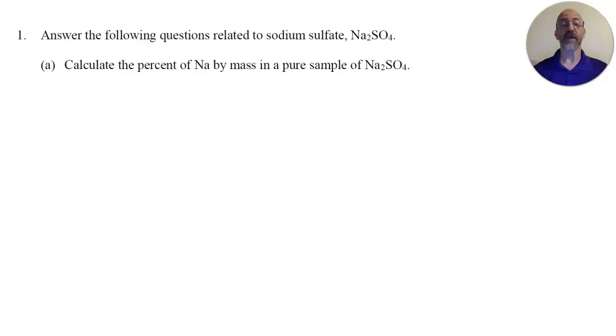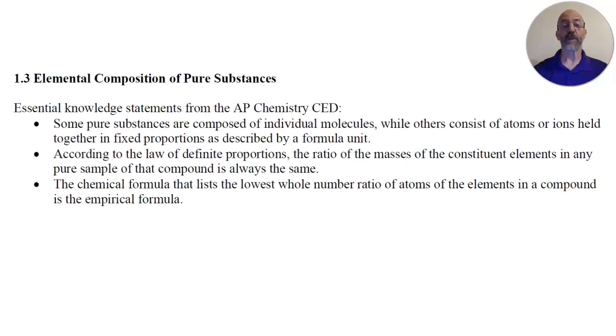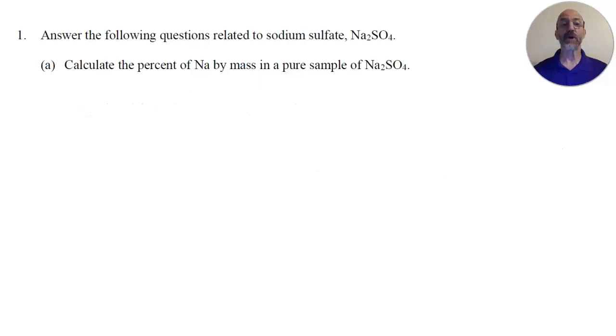Now let's move on to the practice for topic 1.4. This is question 1. Answer the following questions related to sodium sulfate, which has the chemical formula Na2SO4. In part A, we need to calculate the percent of sodium by mass in a pure sample of sodium sulfate. So that would actually be topic 1.3, elemental composition of pure substances, but we will see in question 1, part B, they're going to be talking about a mixture or a substance that contains an impurity. But here we are in part A.